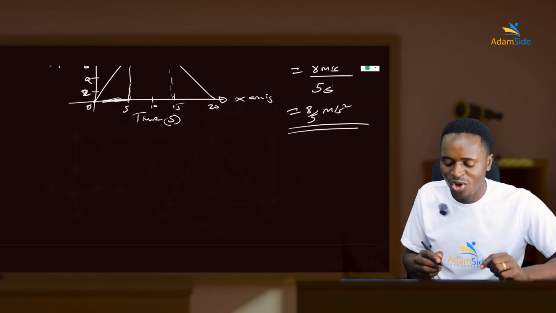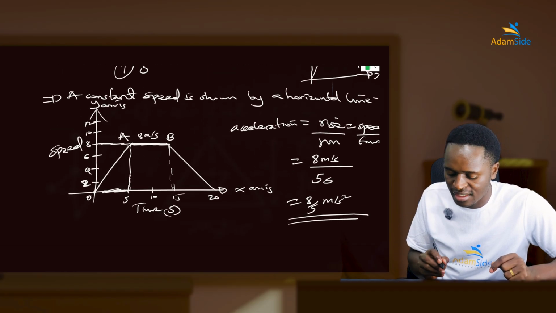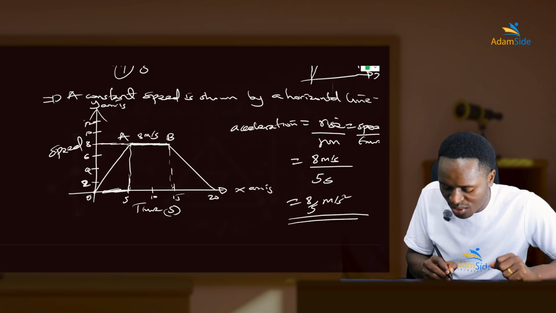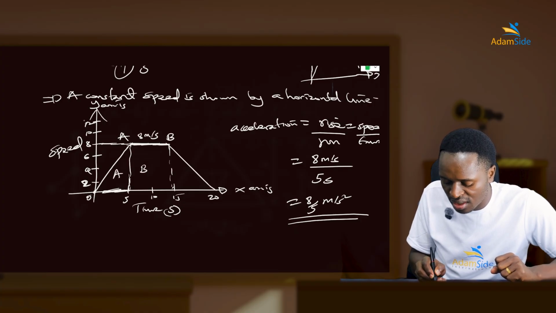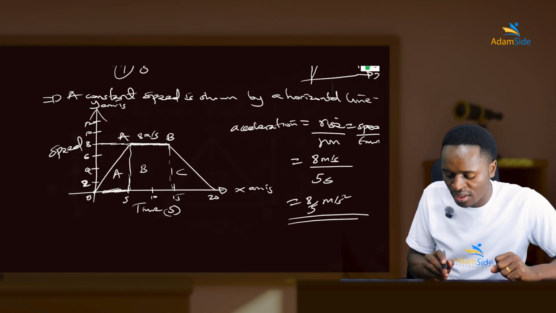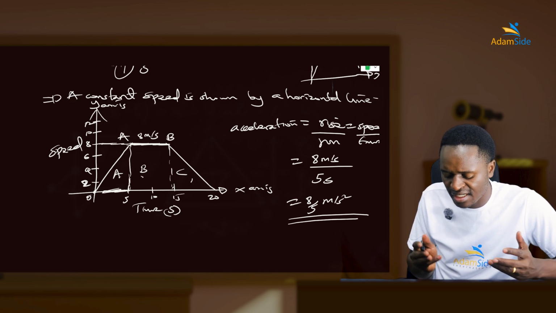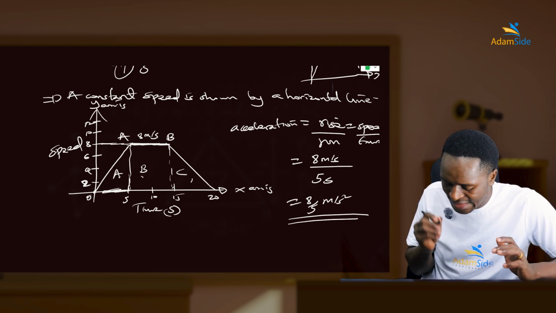And if you are asked, calculate the total distance traveled, the total distance is equal to the area. So here you can have area A, B, and C, or 1, 2, 3. This is a triangle, this is a triangle, this is a rectangle. Find the area. It should be equal to the total distance traveled.